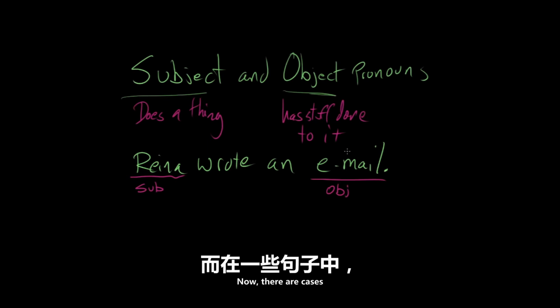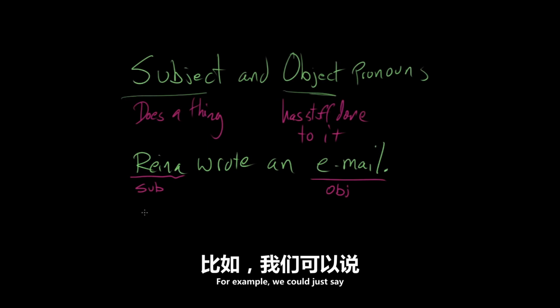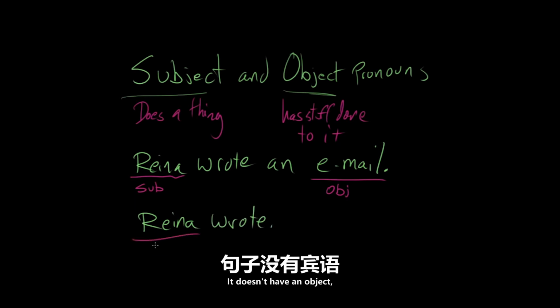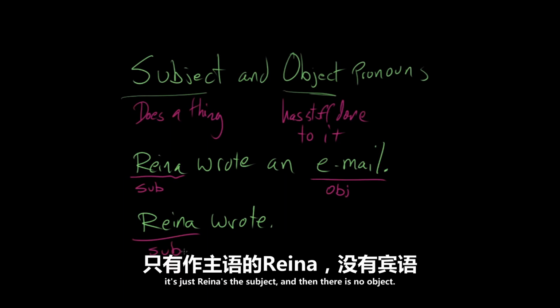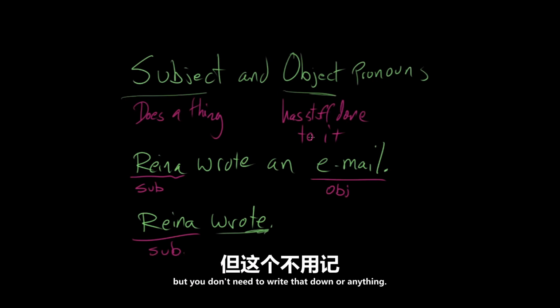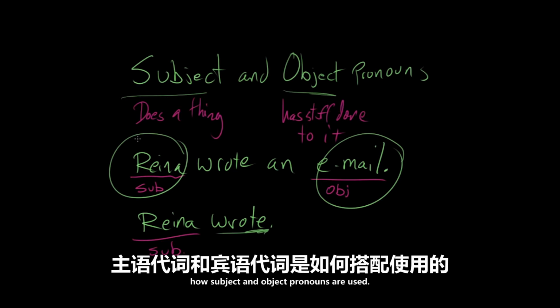Now, there are cases when a sentence doesn't have an object. For example, we could just say, Raina wrote. It doesn't have an object. It's just Raina is the subject, and then there is no object. This is what we call intransitive usage, but you don't need to write that down or anything. Now, understanding the relationship between email and Raina enables you to understand how subject and object pronouns are used.